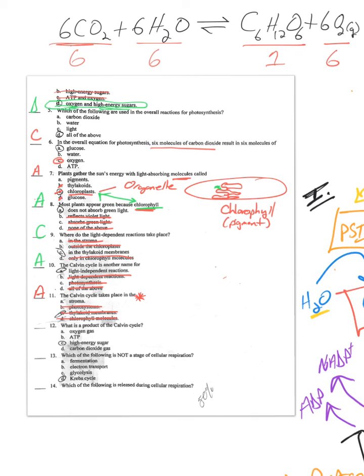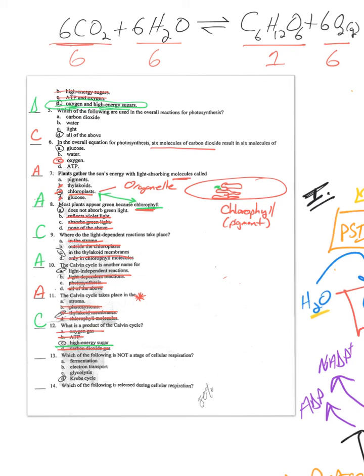What is the product of the Calvin cycle? It's a high energy sugar, and you should know that. That's what we talked about. I just went through it with you. So that's the high energy sugar. It's not ATP. ATP is actually used. Oxygen gas is produced in photosystem 2, and carbon dioxide gas is also used. So the only real answer there is C. And so again, good job, whoever this was.